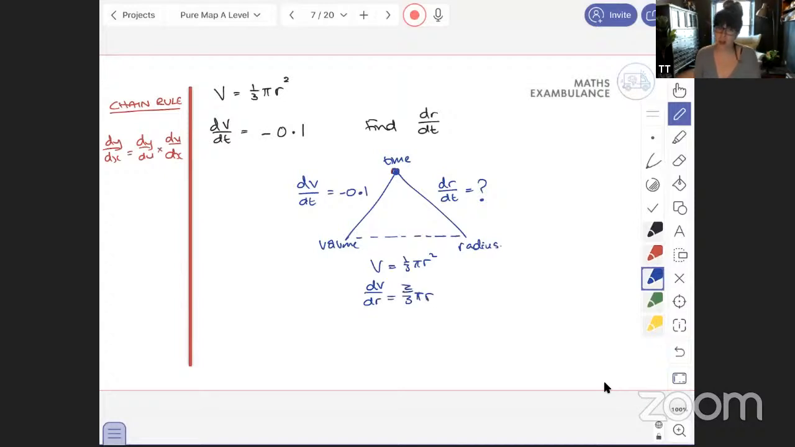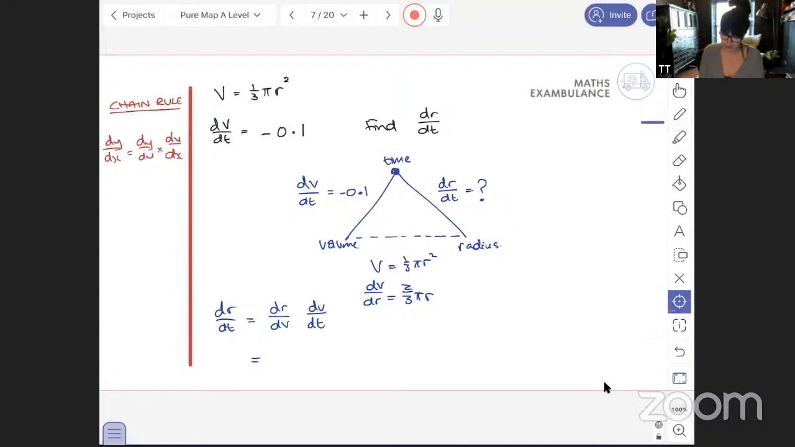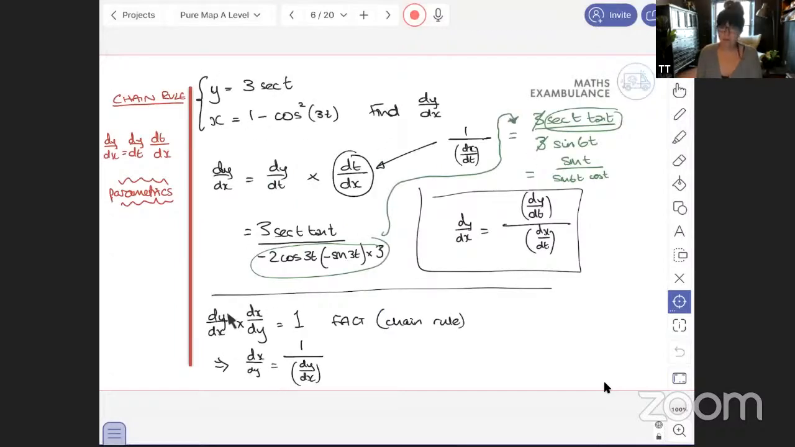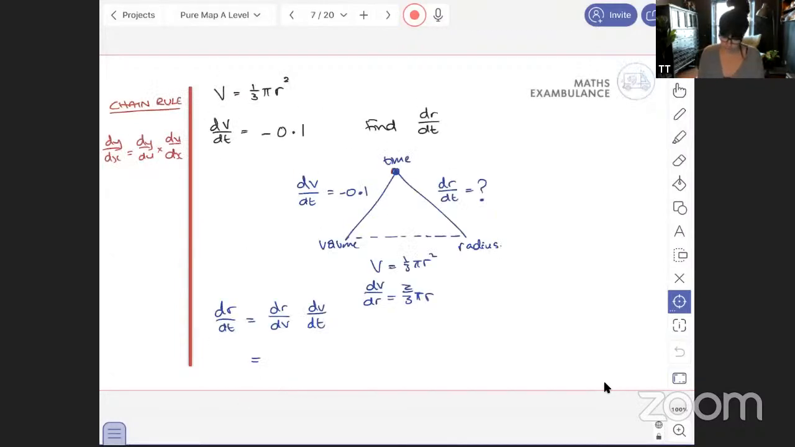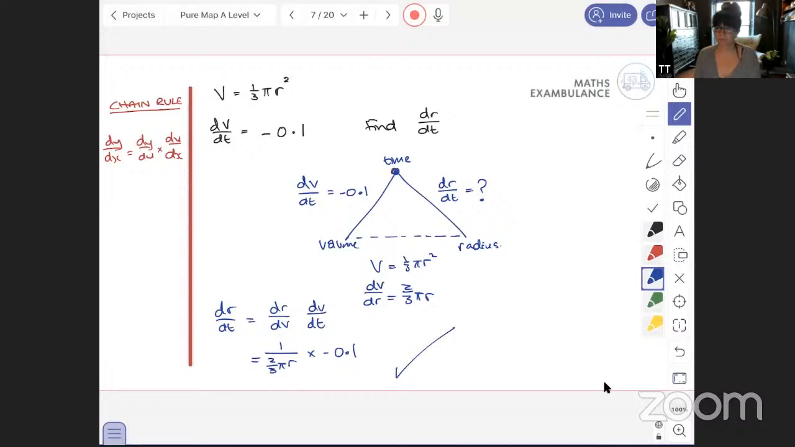And now we can use the chain rule. So the chain rule says dr by dt, that's what we want, is dr by dv times dv by dt. Now dr by dv is this upside down. We already discussed that, that's the chain rule. There it is, upside down. So dr by dv is 1 over 2/3 pi r, dv by dt is minus 0.1, and we're done.